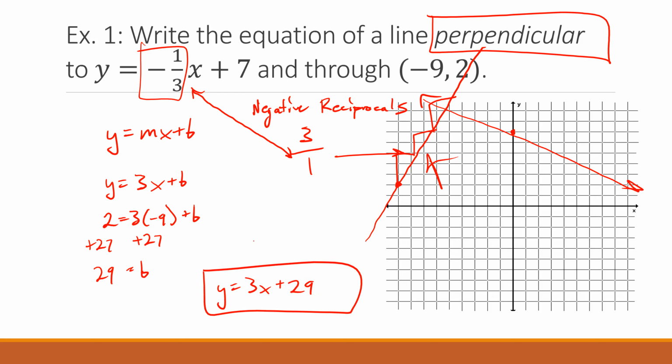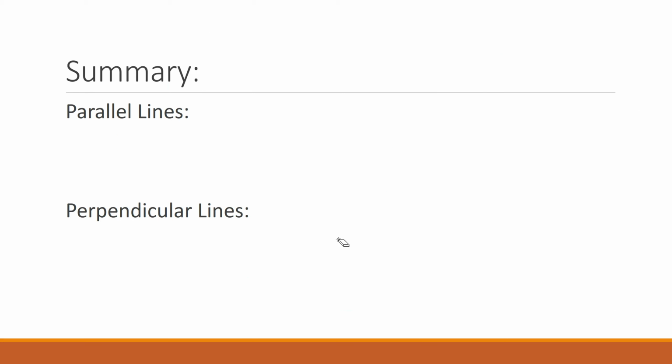To recap how I found that, I found the slope by taking the negative reciprocal of the slope of the line given to me in the problem. Negative reciprocal because I'm dealing with a perpendicular line. Perpendicular lines have negative reciprocal slope. I found the b by plugging in the x and the y. That was really, really fun. Or maybe it wasn't. Anyway, let's summarize.